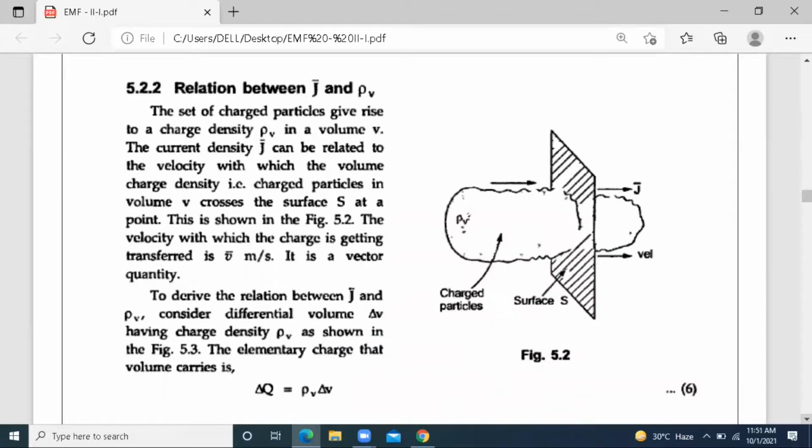Wait, sir, it's possible if J is not normal, it's possible for I to be normal and J to not be normal? Now, if J is not normal to the surface, it can be resolved into a normal component and a tangential component.